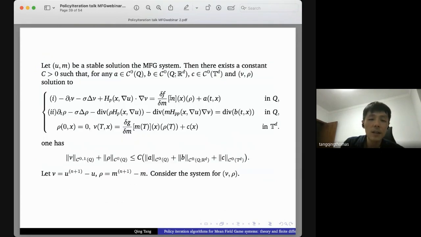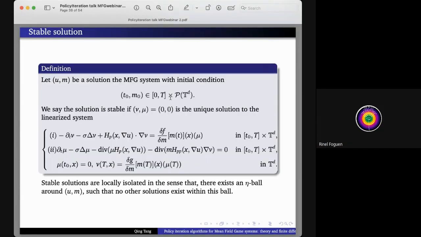And the key estimate we will use was a lemma from... I'm sorry. Can you... I missed the definition of a stable solution. Can you explain again? Sorry.